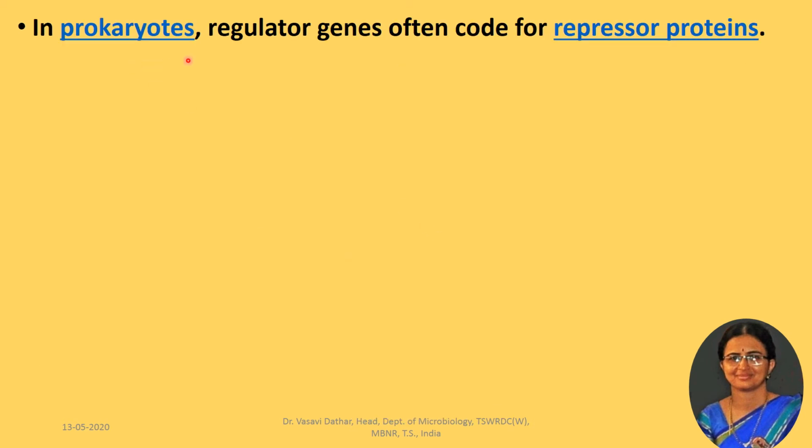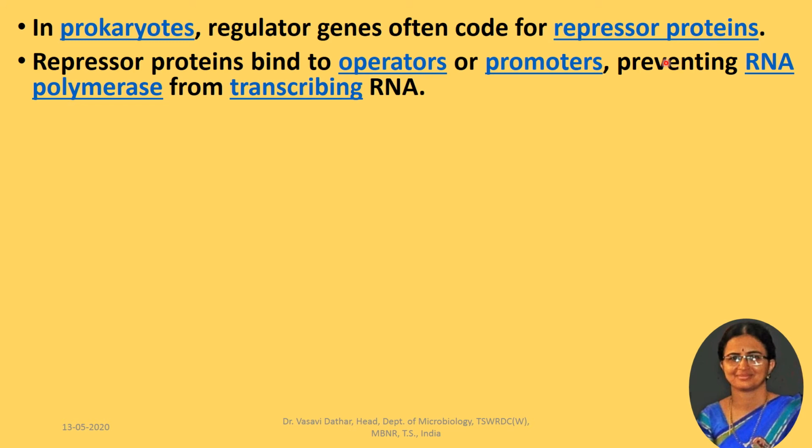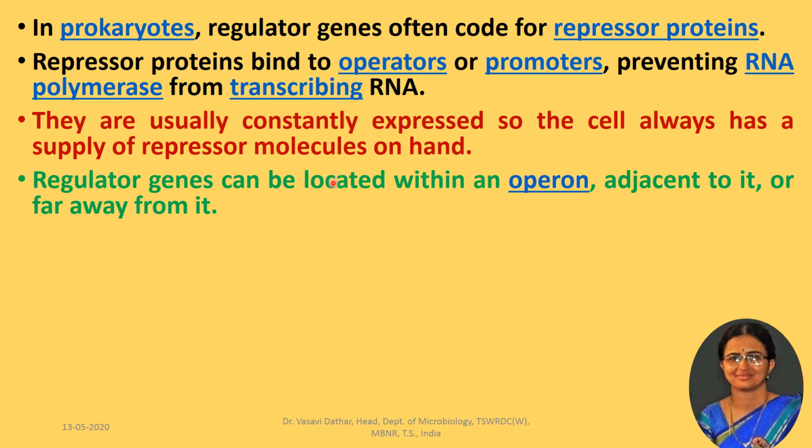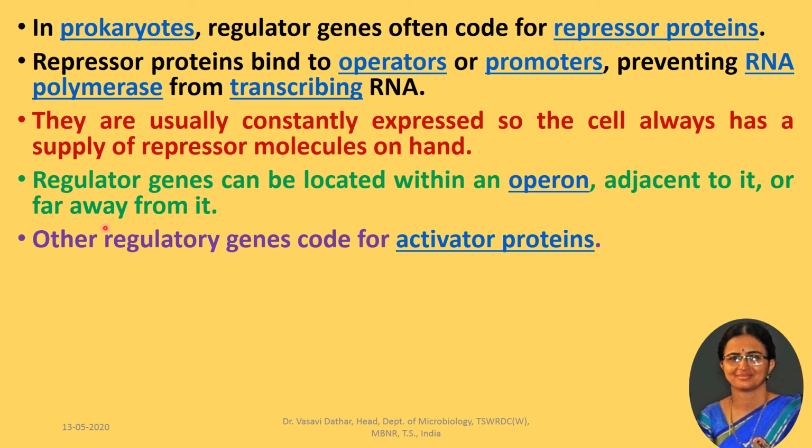In prokaryotes, regulatory genes often code for repressor proteins. Repressor proteins bind to operators or promoters, preventing the RNA polymerase from transcribing RNA. They are usually constantly expressed, so the cell always has a supply of repressor molecules. Regulatory genes can be located within an operon, adjacent to it, or far away from it.